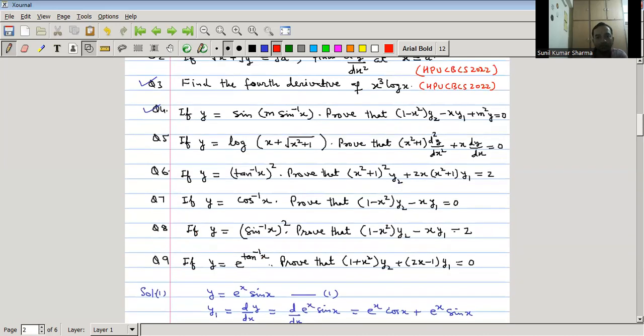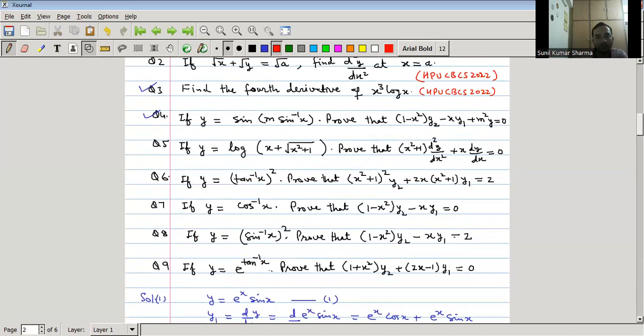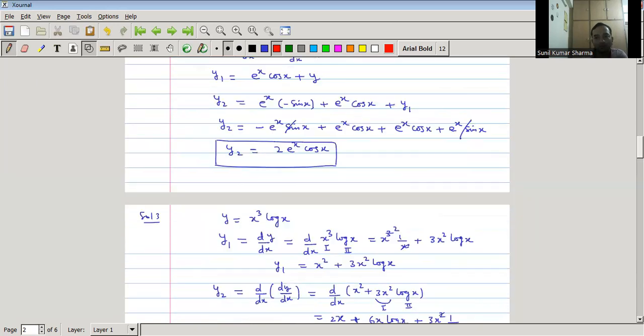Next is y is equal to tan inverse x whole square, and we have to prove that x square plus 1 whole square y2 plus 2x into x square plus 1 y1 equal to 2. So y equal to tan inverse x whole square. So we start with this.